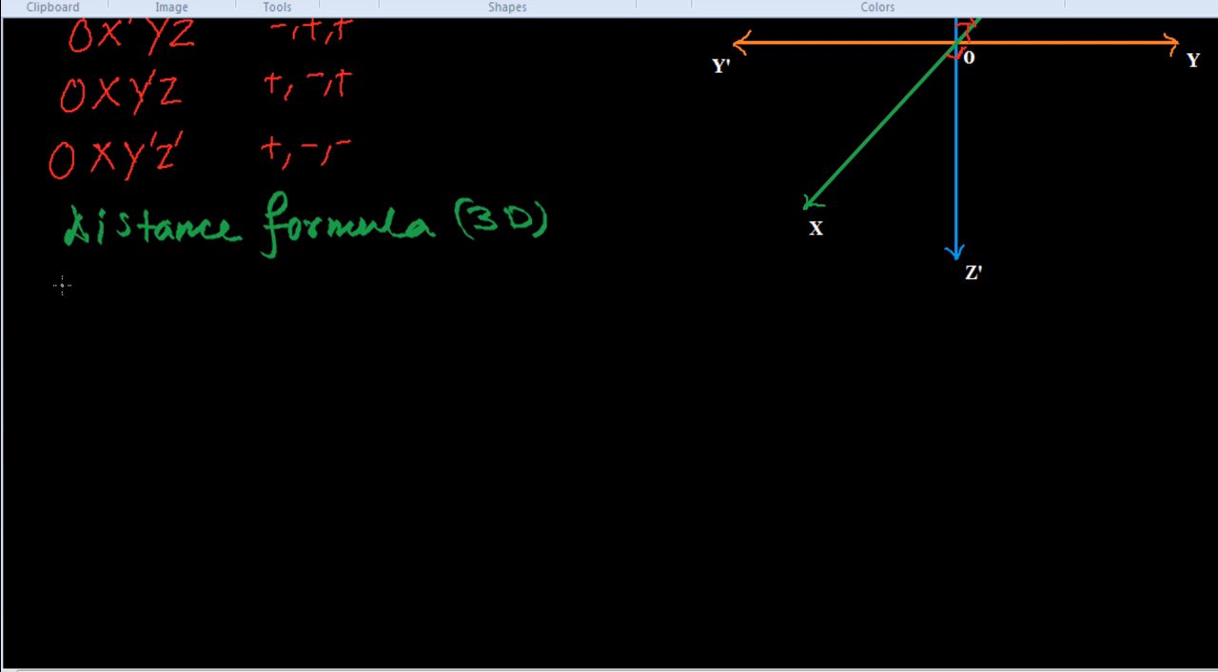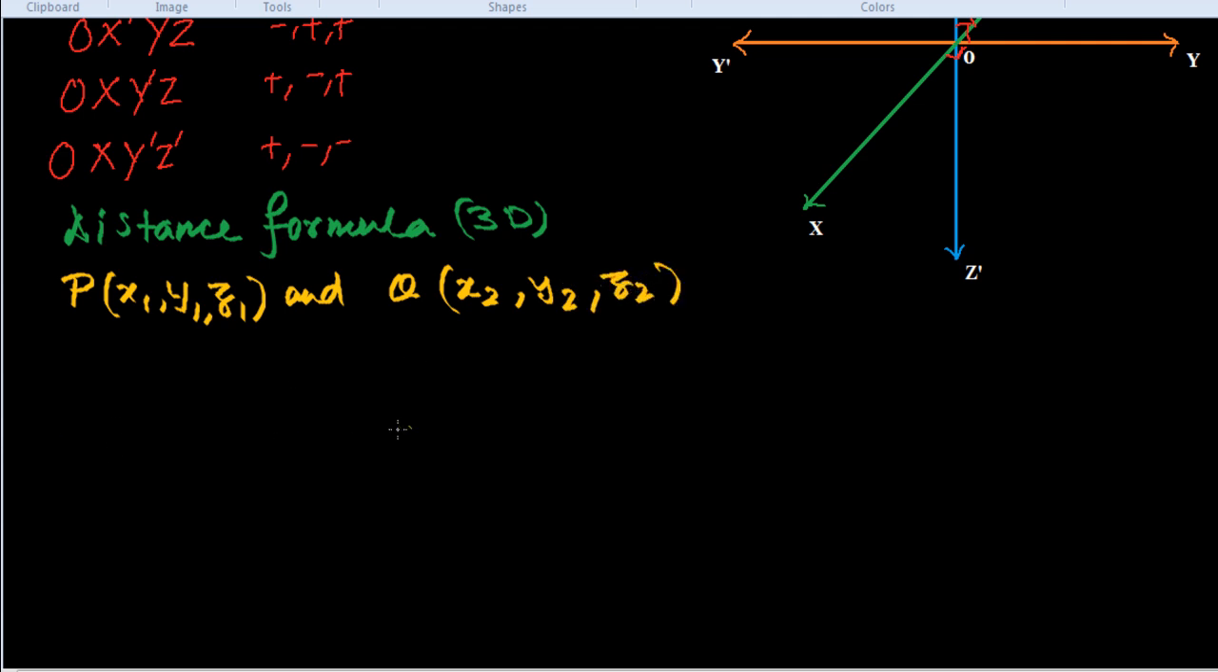We have 2 points. Point P has coordinates x1, y1 and z1, and point Q has coordinates x2, y2, z2. Now we have to find the distance between P and Q in space. So we will get it in this way.